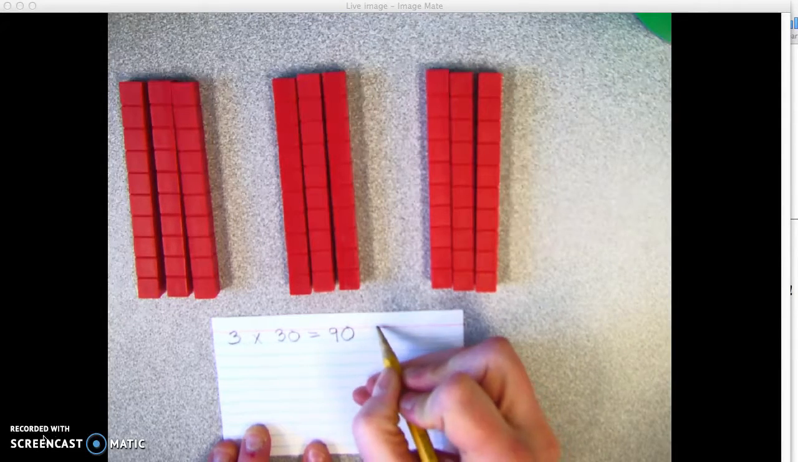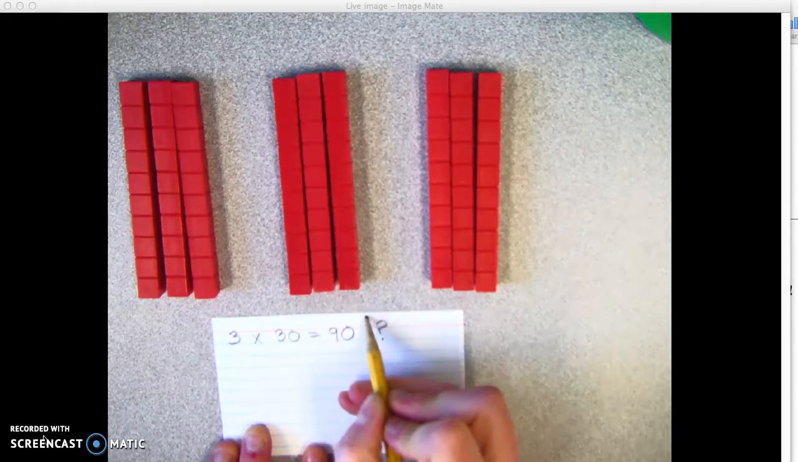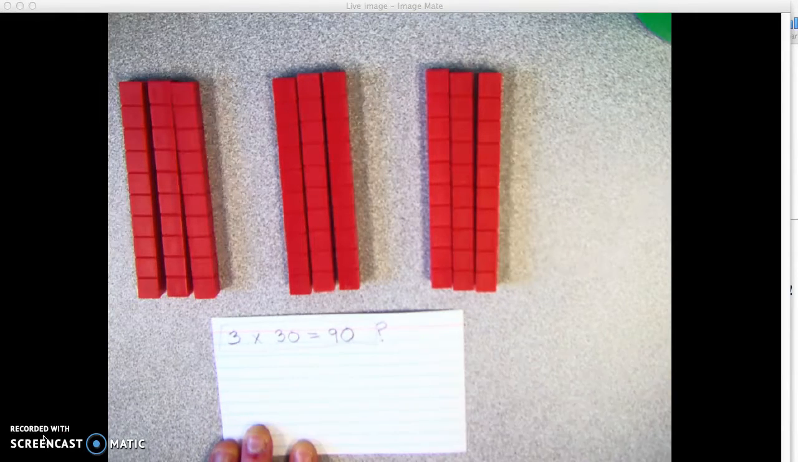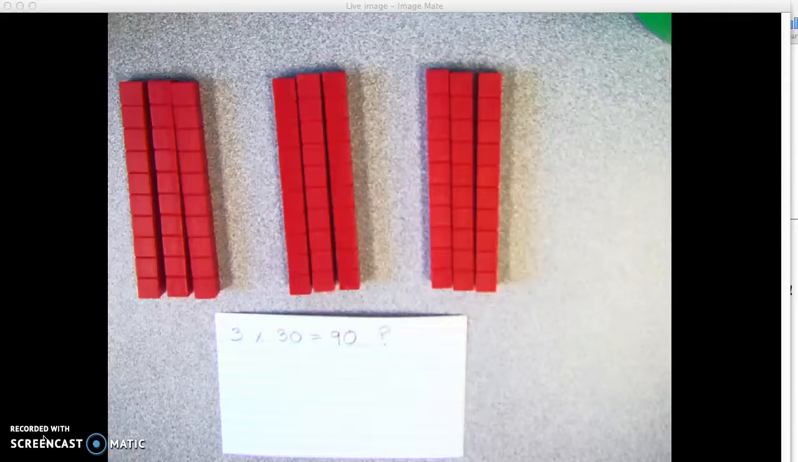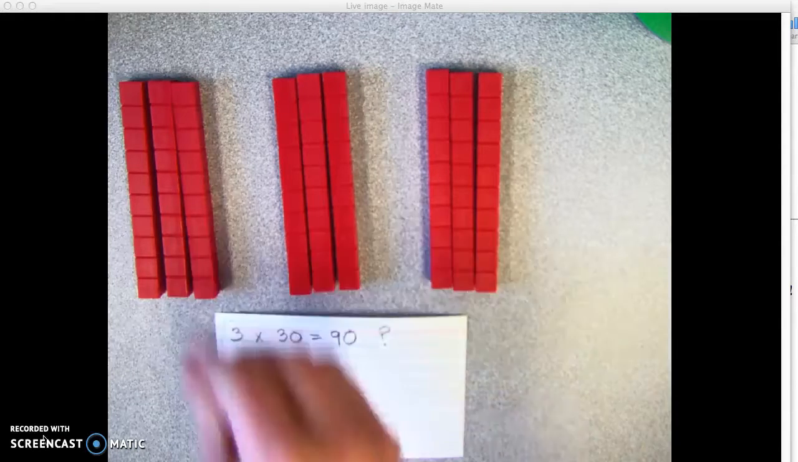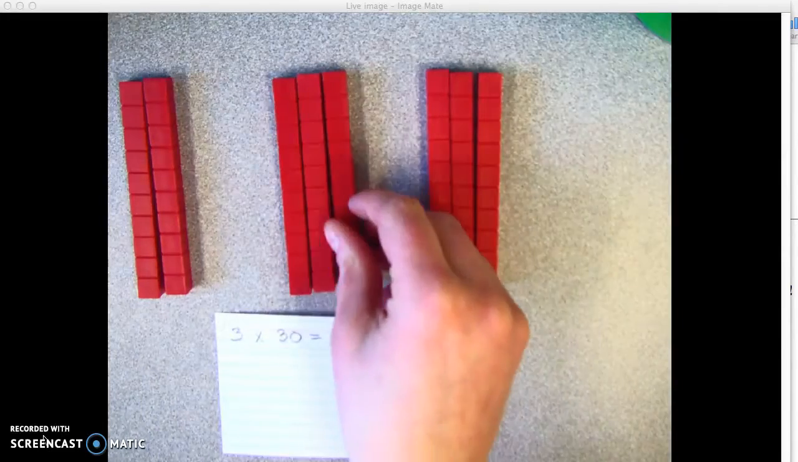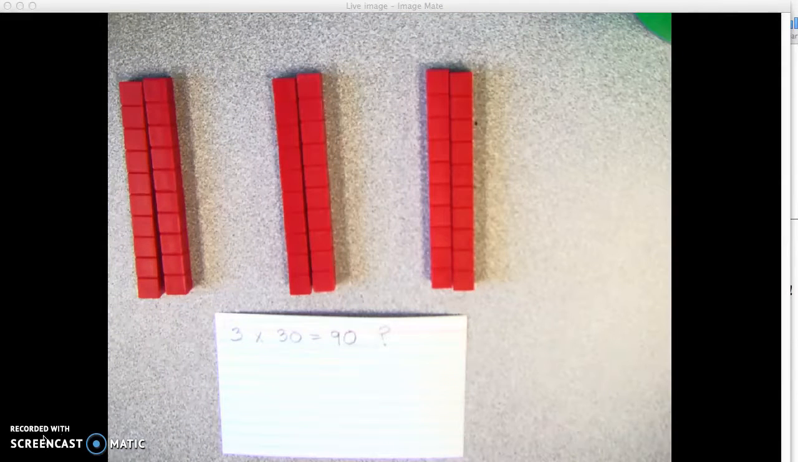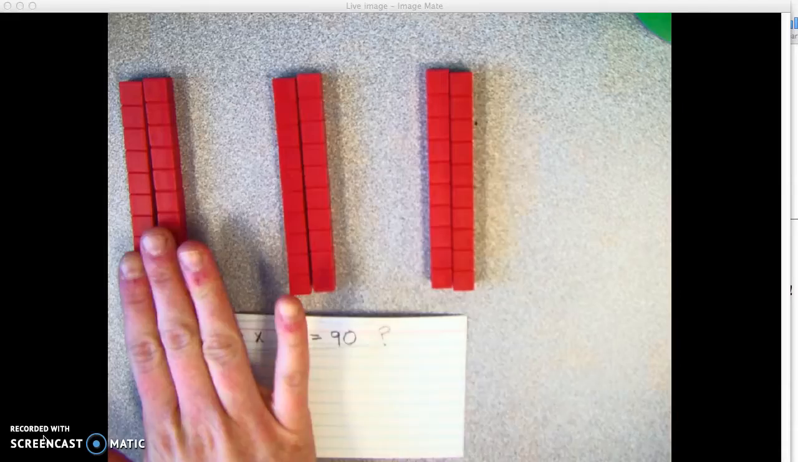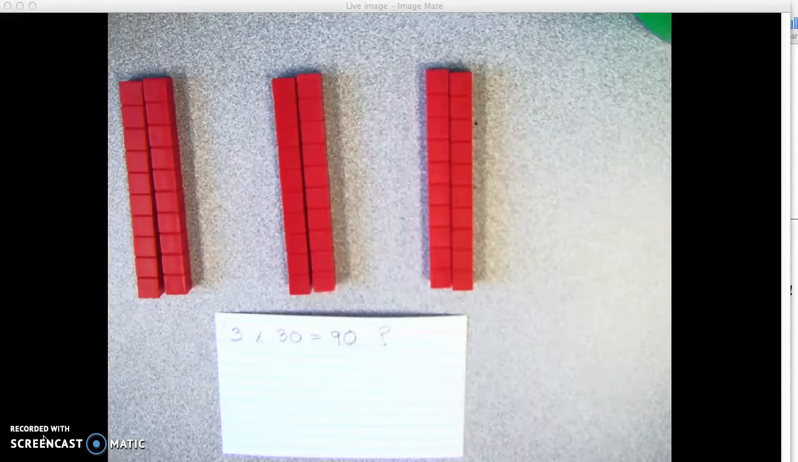Do I see any pattern in this equation? Is there a different way I could look at this equation to make it easier? Now what I'd like you to do is take 1 tens rod away from each set. Now we have a different equation. I have still 1, 2, 3 sets, but this time I have 2 in each set.